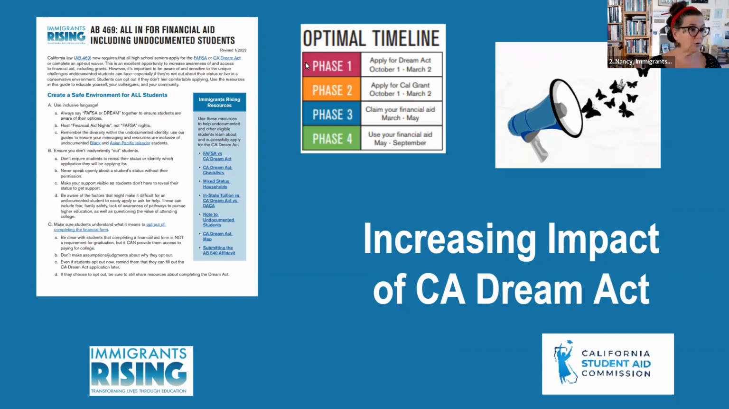So just in terms of where we're looking at to go with this information, we want to make sure that you're aware of all of the 4 phases, what the different steps are. Also, this is a really important year in terms of increasing the impact because the new law came into effect, AB 469, which is making sure that all high school seniors apply for their FAFSA or DREAM application. But we have a special lens that we're bringing to that, right? Making sure that students are all in for financial aid, including undocumented students. And there's some specific areas that we think are important for everyone to be aware of in order to make that happen.